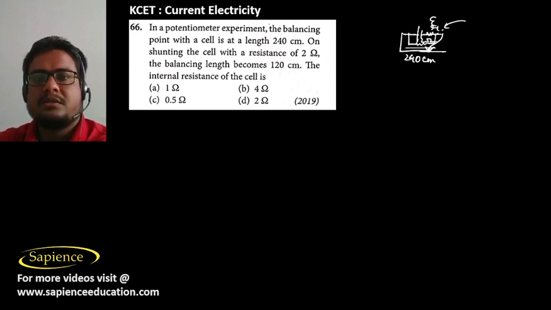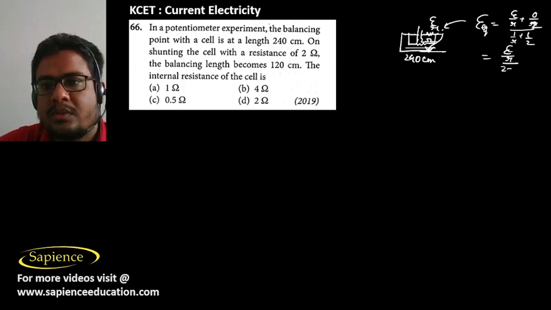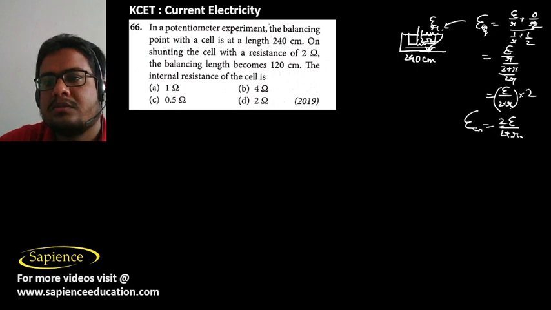So here the equivalent EMF will be E by R plus R by 2, that is, E by (2 plus R) by 2R. E into 2R by (2 plus R) divided by R, which is 2E by (2 plus R). That is the equivalent EMF.